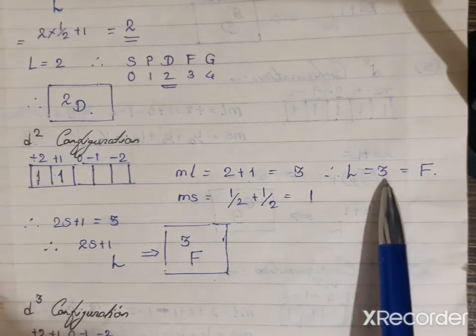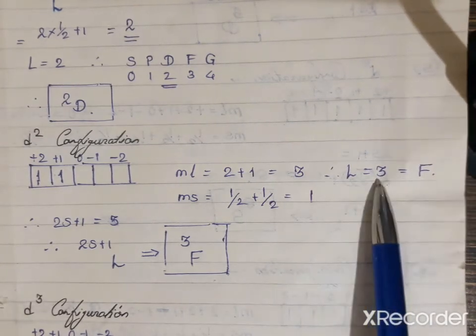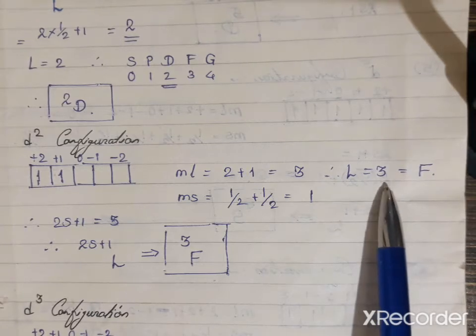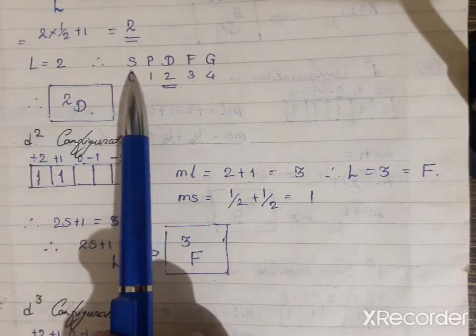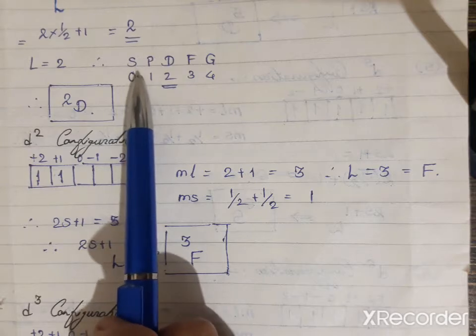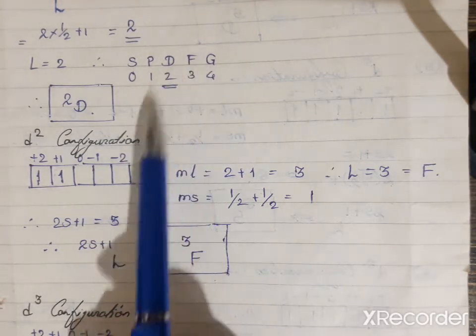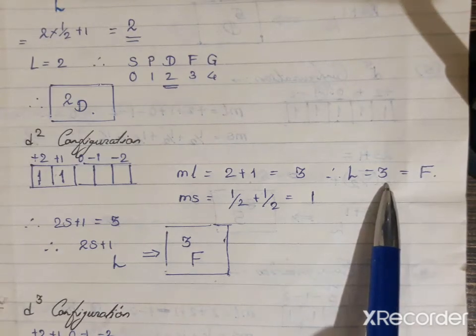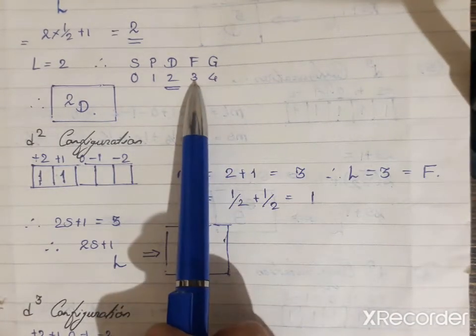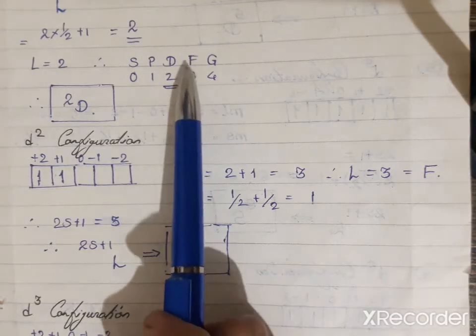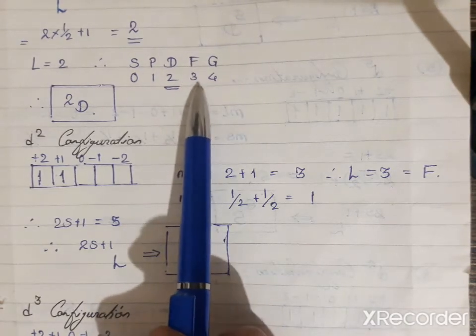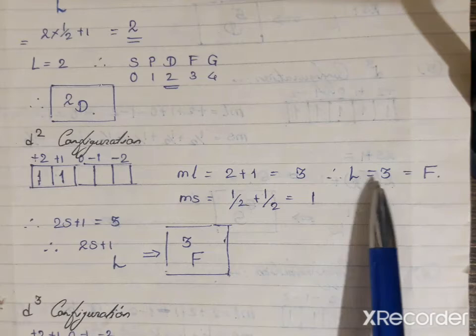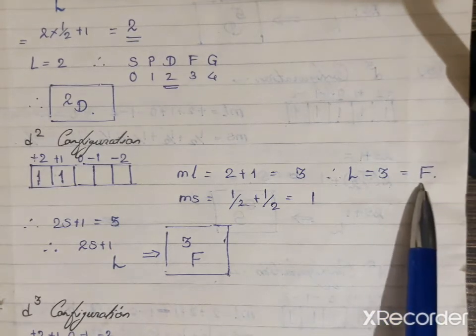That's why L is equal to 3. And if L is equal to 3, then what is the term? Same rule we are going to use, SPDFG. If L is equal to 3, or ml value is equal to 3, then the term must be F. For 3, the term is F. So L is equal to 3 is the F term.